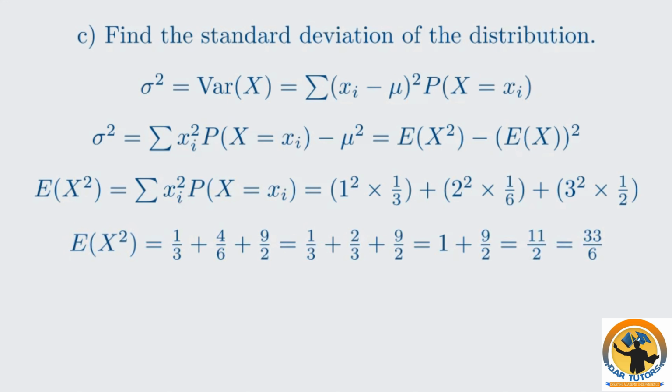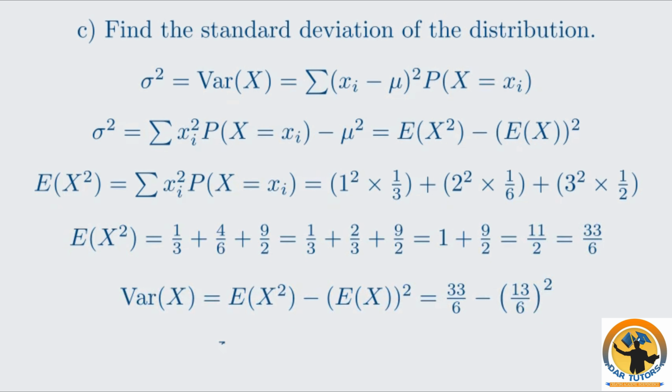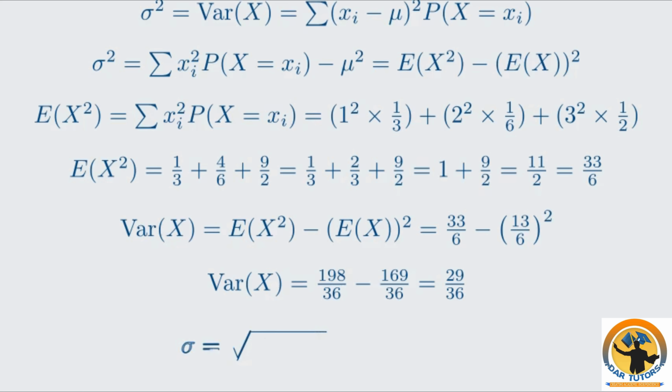Now we can find the variance. Var of X is 33/6, our E of X squared, minus (13/6) squared, our mean squared. This is 33/6 minus 169/36. Getting a common denominator, we have 198/36 minus 169/36, which equals 29/36. Finally, the standard deviation is the square root of the variance. So sigma is the square root of 29/36, which is about 0.898. The standard deviation tells us that, typically, an outcome deviates from the mean by about 0.9.